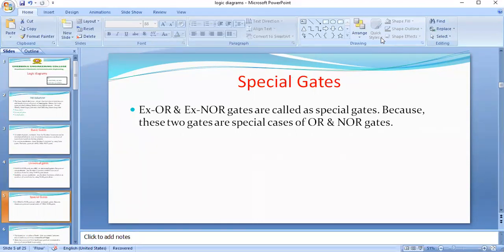Next, special gates. We have two more special gates: exclusive OR gate and exclusive NOR gate. The exclusive NOR gate is also called the coincidence gate. The XNOR gate is used in a comparator, and the XOR gate is used as an even parity generator. So these two are the special gates.